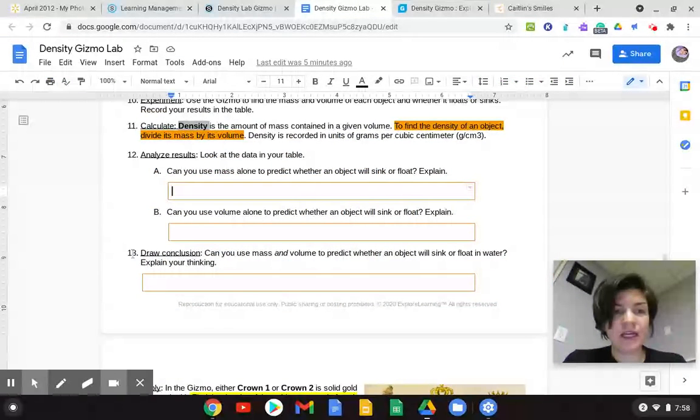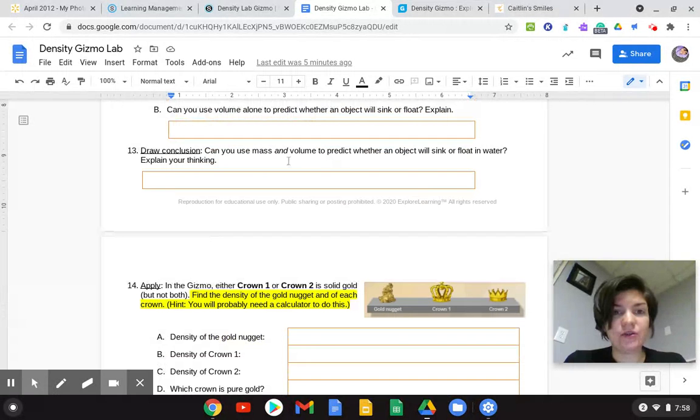All right. Draw conclusions. Can you use mass and volume to predict whether an object will sink or float in water? So maybe you should think about, all right, if mass is bigger than volume, will it sink or float? Or if volume is bigger than mass, will it sink or float? Is there any relationship there? That's what you're writing in here.